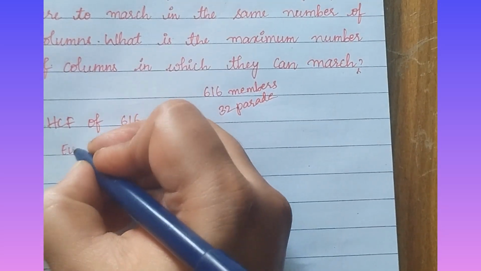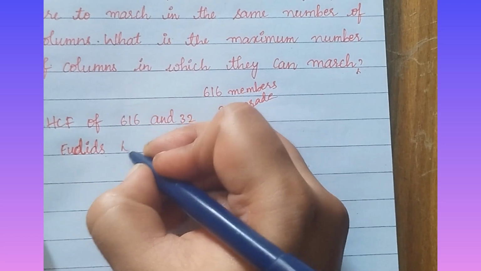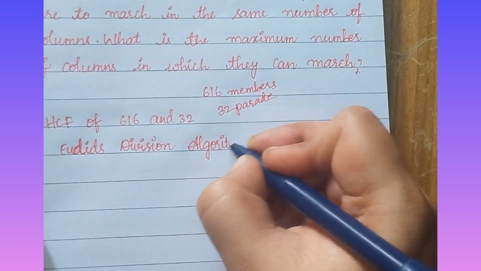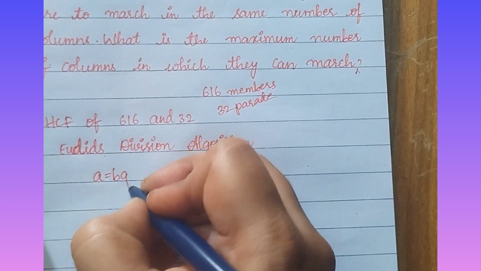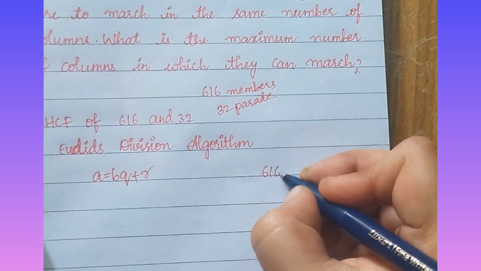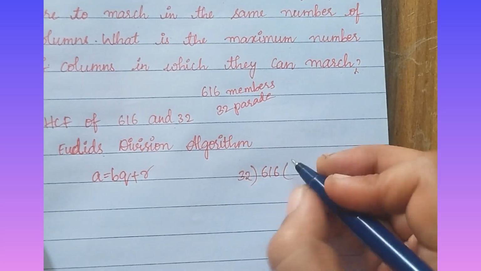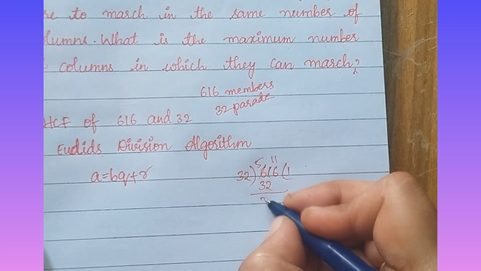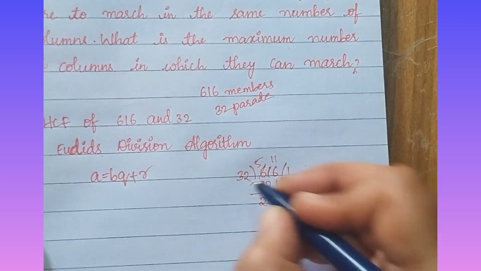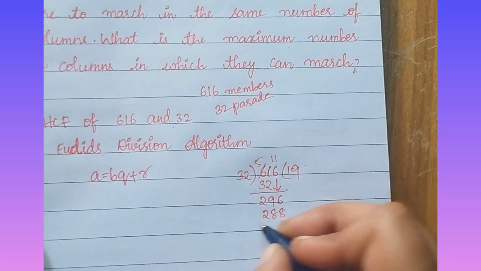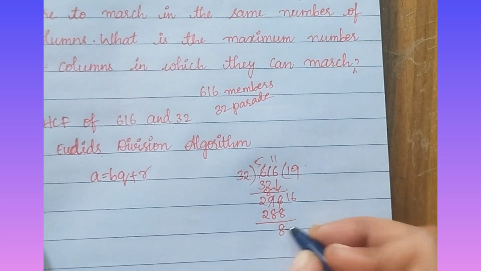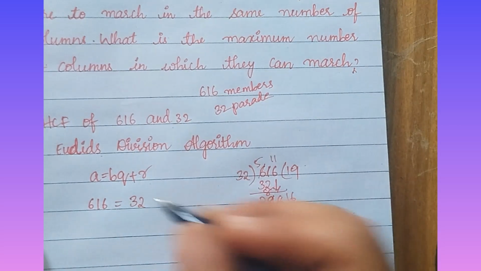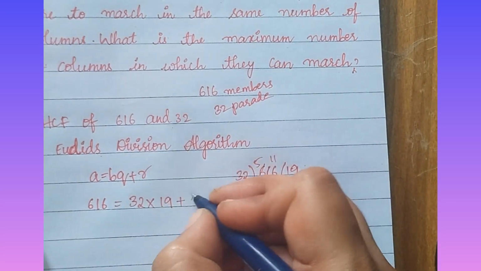We know Euclid's division algorithm: a is equal to bq plus r. 616 is the bigger number, so it is the dividend. 32 is the divisor. 32 ones are 32, subtract to get 296. 32 nines are 288, subtract to get 8. So a is equal to 616, b is equal to 32 into 19 plus r is 8.